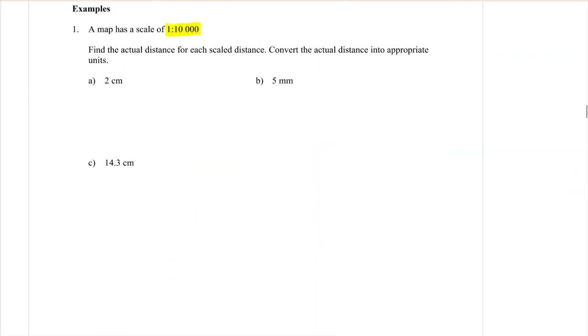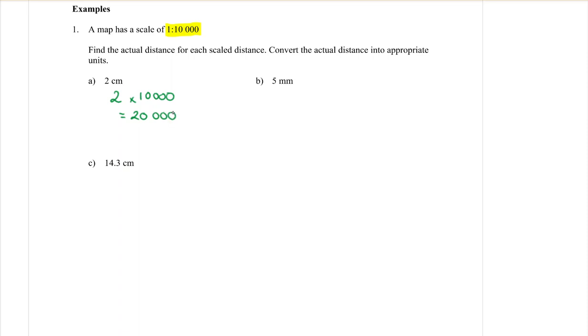Okay, so down here, my measurement is 2. My scale factor is this number up here. As long as that first number is a 1, my scale factor is the 10,000. So I'm going to times that by 10,000. Now, when you times those together, we get 20,000.